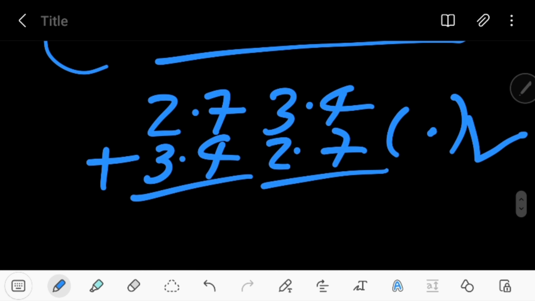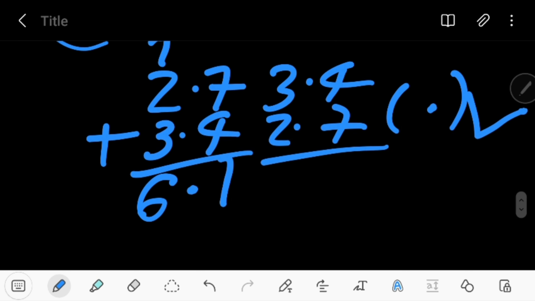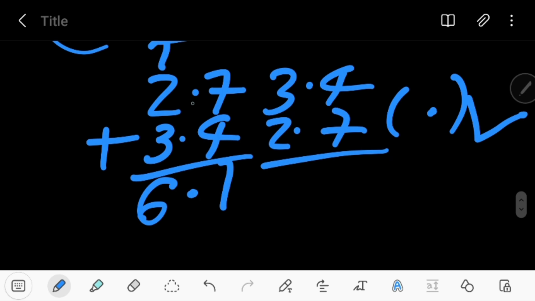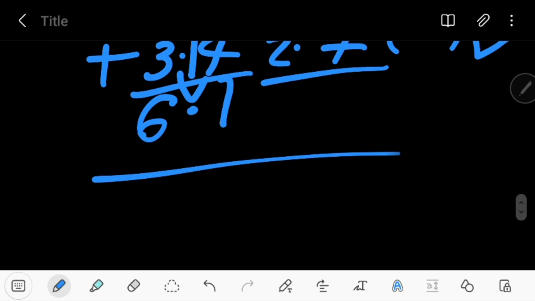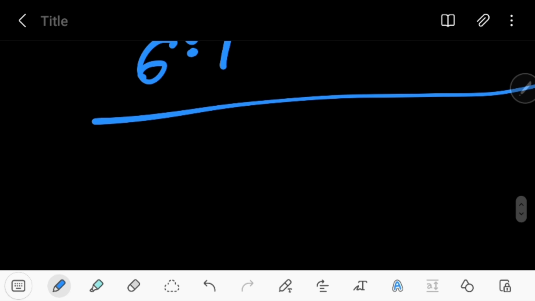So 7 plus 4 is 11. Carry over, just like how we normally add and carry over. 3 plus 3 is 6, so the answer will be 6.1. So at last, what we do is we just bring down the decimal point. I hope you understand. Now let's go to subtraction.